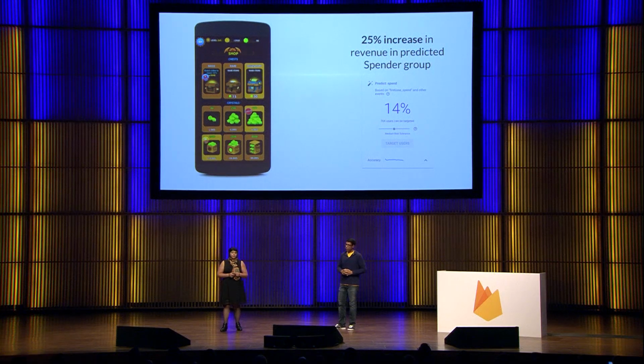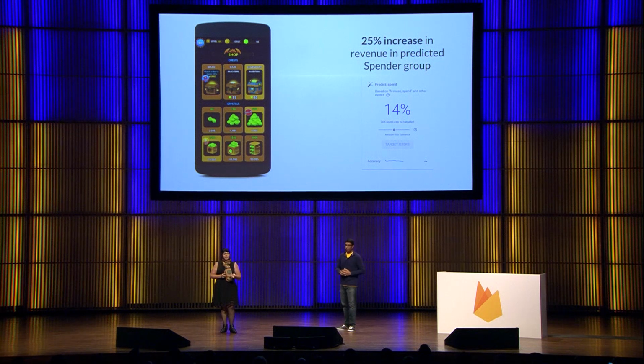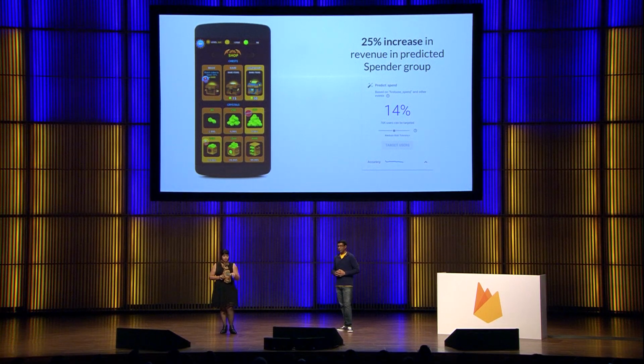So when we told them about predictions, they decided to use the will-spend predictions in order to figure out if there's something to the fact whether they're going to spend or not spend, that the layout of the store could optimize. And indeed, there was. So for the spender group, they put these rare chests on top of their digital store, and they observed a 25% increase in revenue in that predicted group.